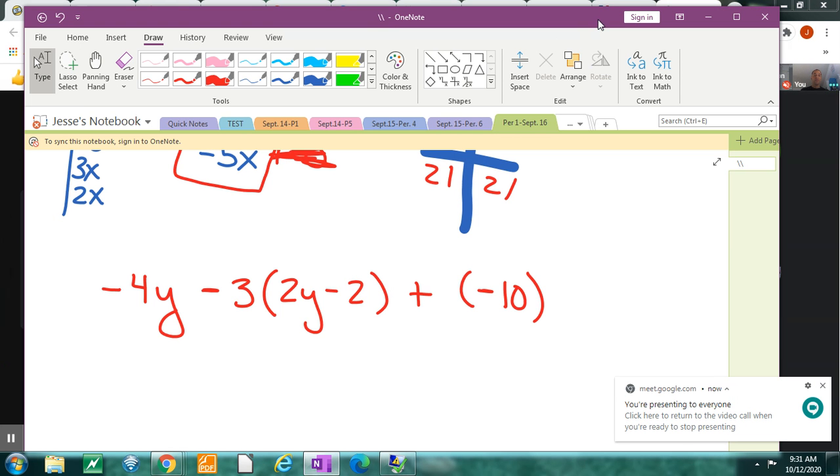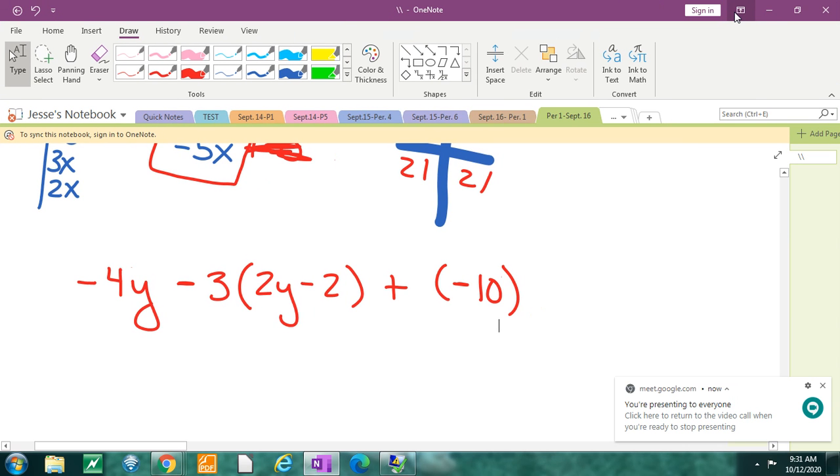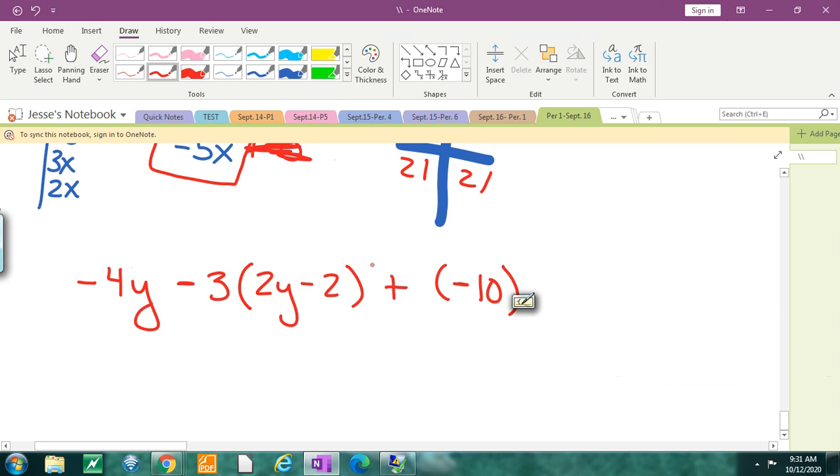So now what do we look for? The multiplication, the distributive property, right? So you have to read the expression, and whenever you say multiplication, then that's what you have to do first. Okay, so let's see. The first one is negative 4y. Nothing, leave it alone. Minus 3 times 2y minus 2. Right there, I got to do that first. Negative 3 times 2y minus 2.